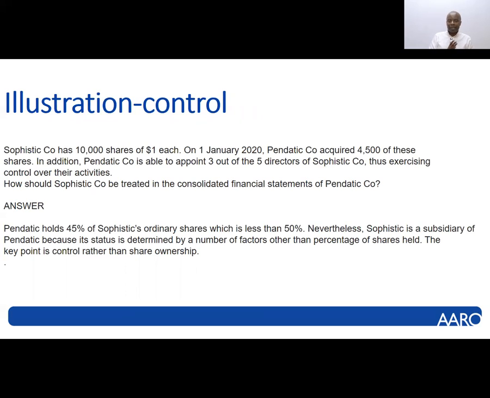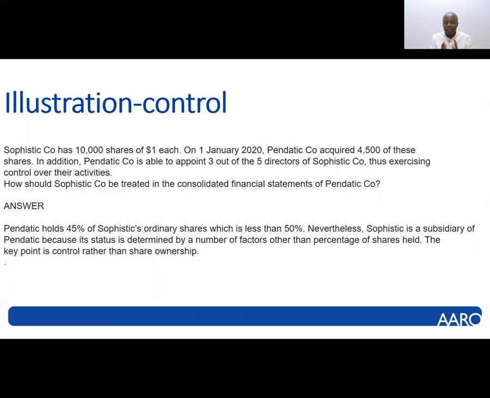Illustration for us to understand this concept of control. Remember the old standard used to look at control from the perspective of shareholding. It used to tell us that provided you've got over 50% of the shares of a company, then that company becomes your subsidiary. That is not what the new IFRS 10 tells us. And for us to be able to understand control from the perspective of IFRS 10, let's look at this illustration.